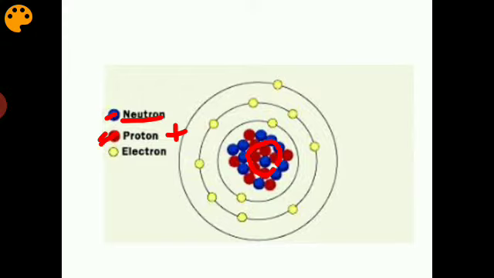So what will be the effective charge of a nucleus? Protons are positively charged and neutrons are neutral, which means a nucleus will be positively charged. But an atom as a whole is electrically neutral. How does that happen?